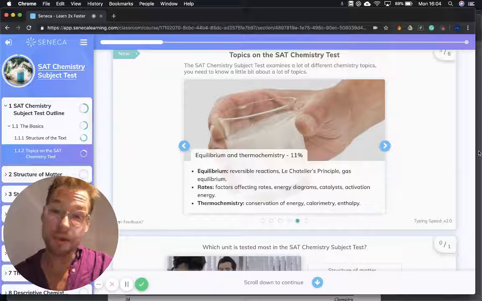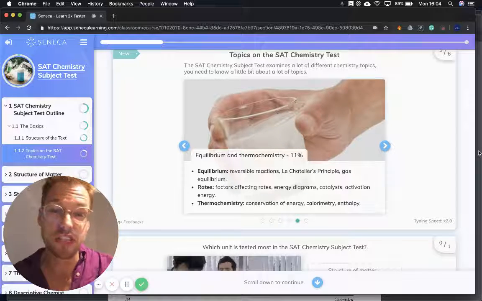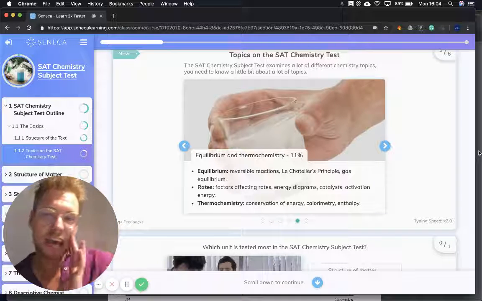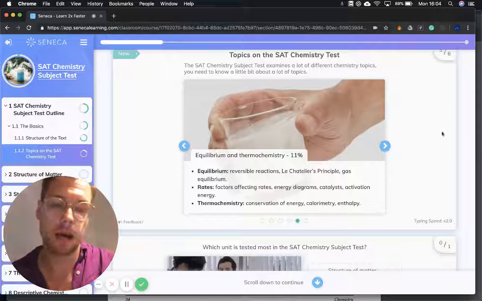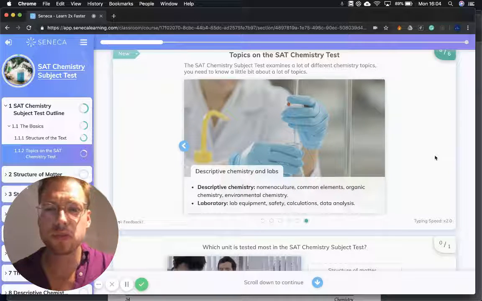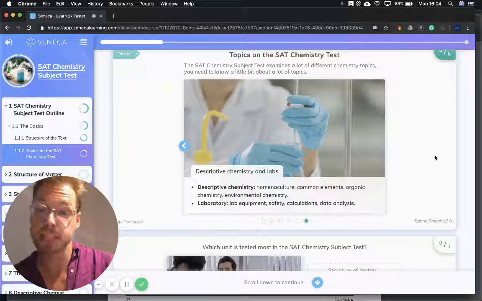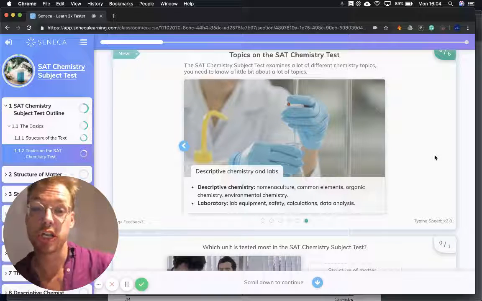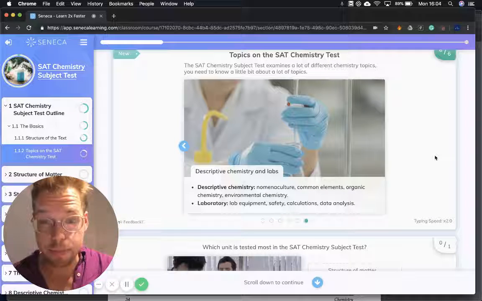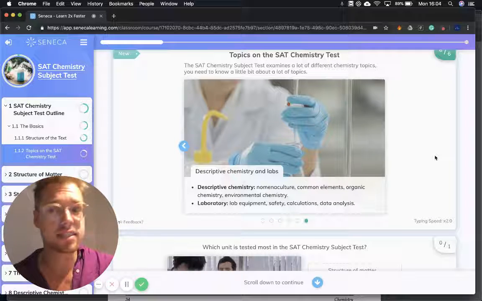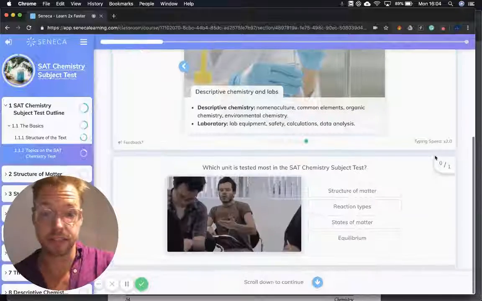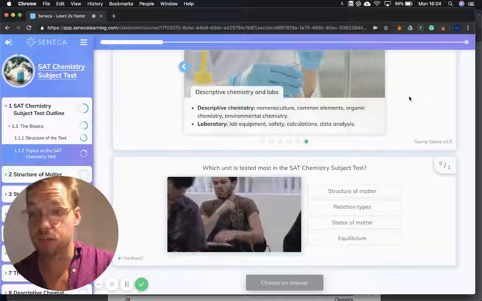There's also going to be thermochemistry, so that's like conservation of energy. Calorimetry, so like Q equals mc delta T, and enthalpy, so like exothermic and endothermic reactions. Then there's also some stuff on descriptive chemistry and labs, so that's like nomenclature, which is hard to say, that's like naming stuff. Organic chemistry, environmental chemistry, so like greenhouse gases, acid rain, and then like lab equipment and safety, okay? So that is what's going to come up.